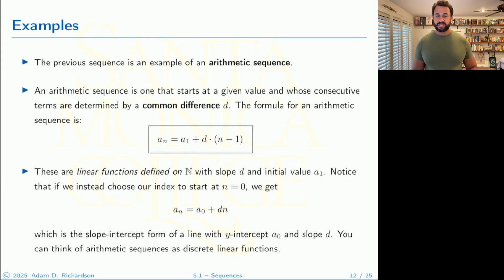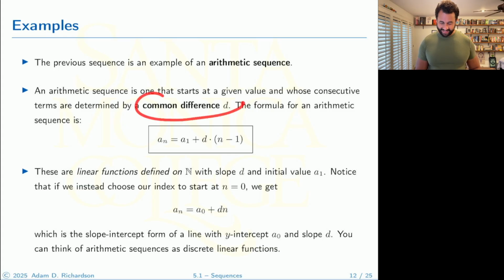And the reason that this is a handy formula is because, let's say you wanted to know the 50th term of that sequence. Well, you don't need to just count up and do that 50 times. You can just use this formula. You just need to know the first term. You need to know the common difference. And then if n is 50, you would just do 50 minus 1, which is 49, multiply, and then add the results. So that's it.